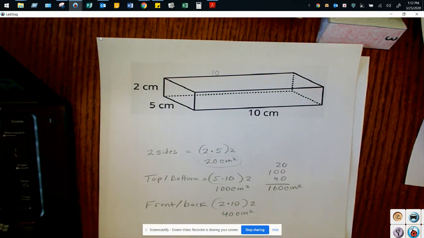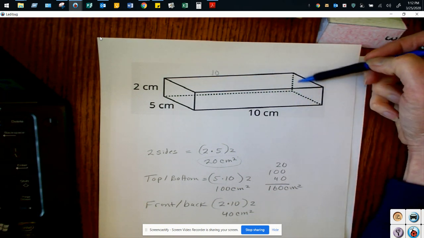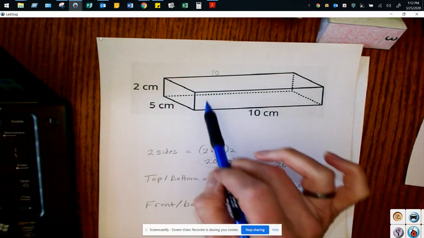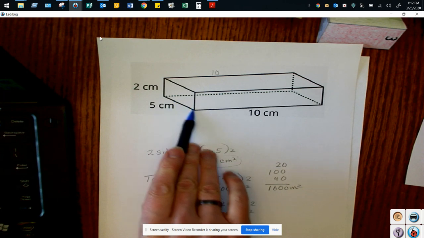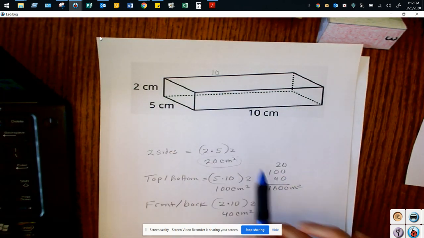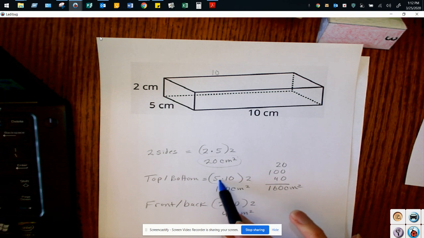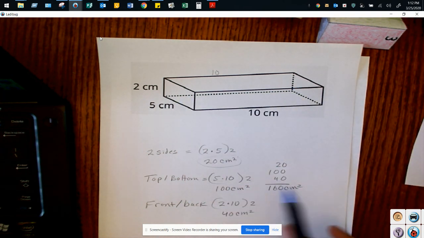And again, if you need to go ahead and shade these in to kind of help you visualize where we are, I think sometimes that helps. So when I'm looking at the top and the bottom, I've got to figure out what the dimensions are. And I'm looking at this side and this side to help me see that. And those are 5 by 10 centimeter rectangles. And again, I've got two of them, so I'm doubling that area. So I've got my 100 centimeters squared.